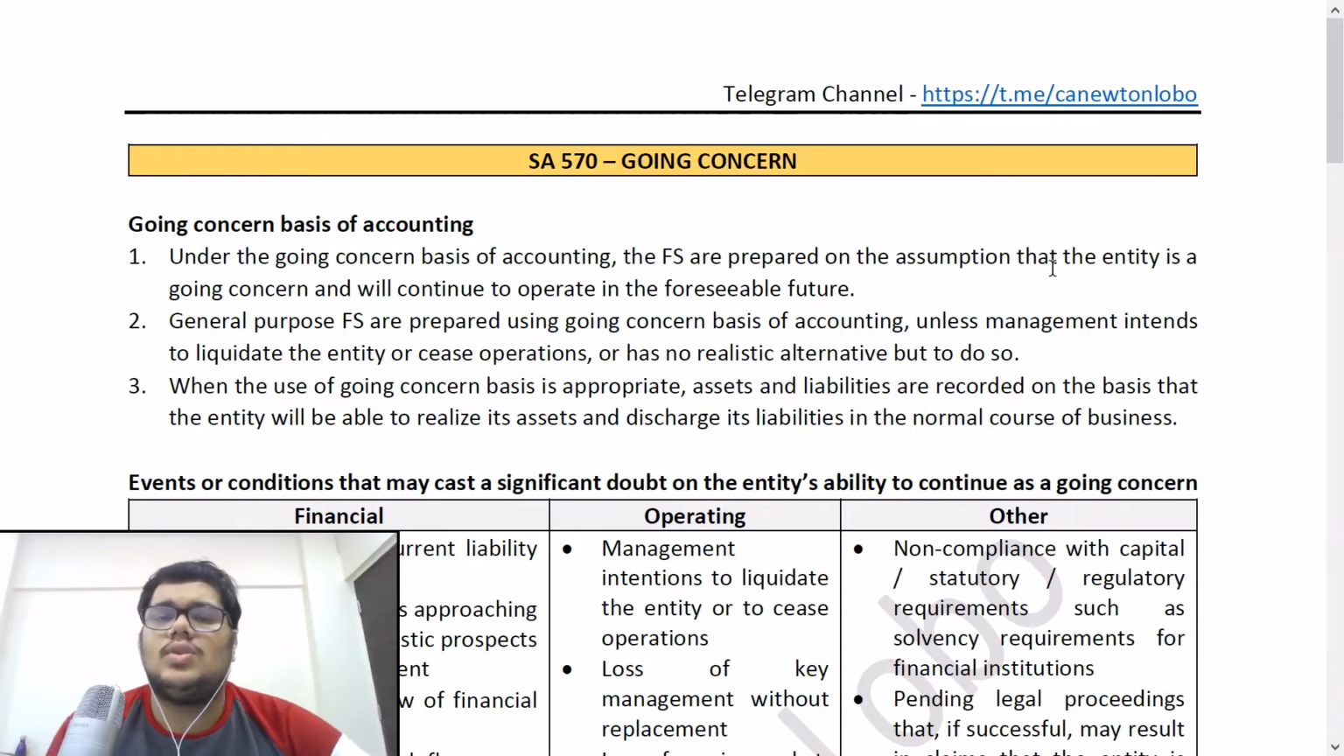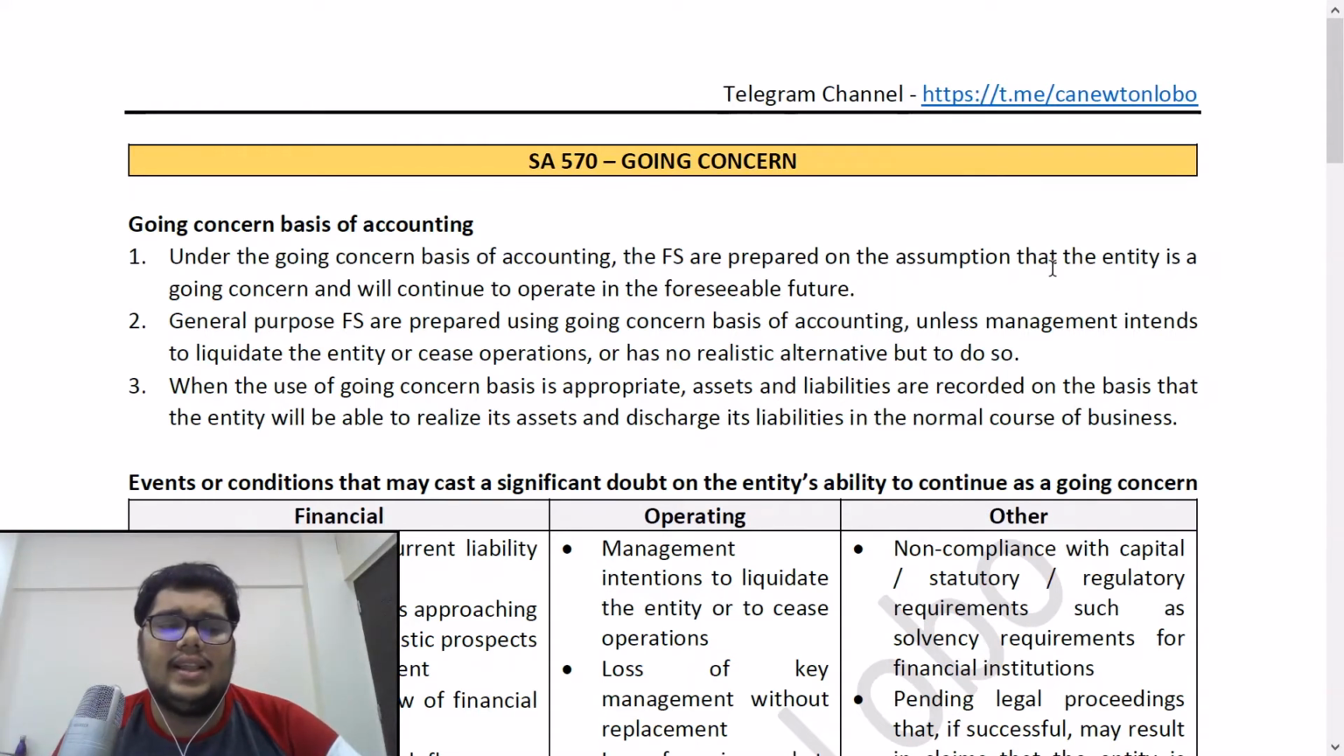But now, what is this going concern? We also hear it in accounting as one of the three fundamental principles of accounting, one of which is going concern, the other two being consistency and accrual. So, what is the simple meaning of going concern? Now, going means continue, concern means company. So, going concern essentially means that the company will continue. The company will continue to operate in the foreseeable future.